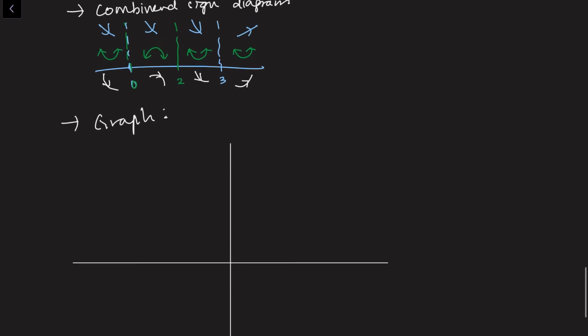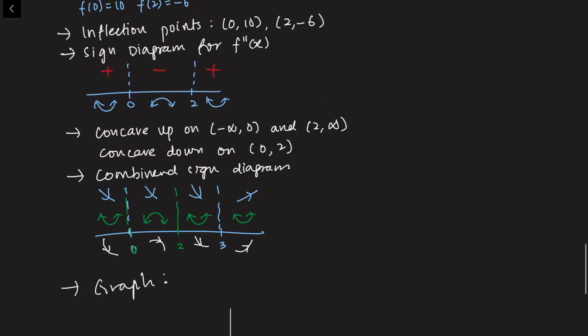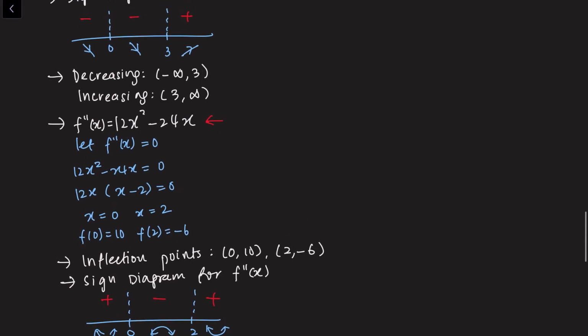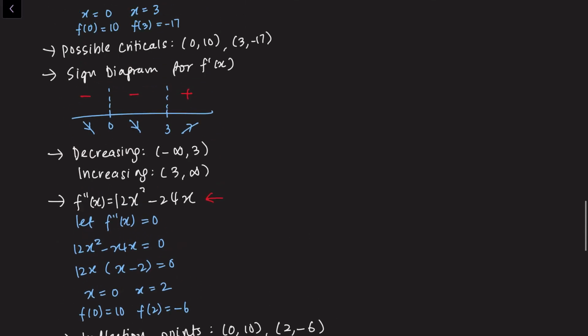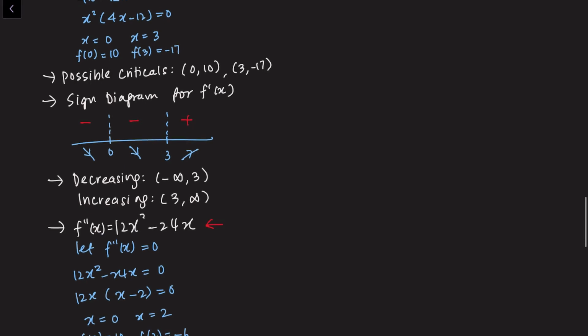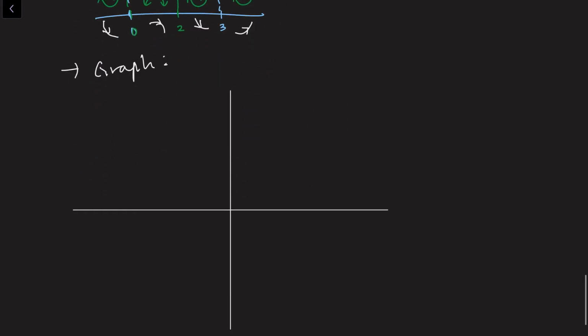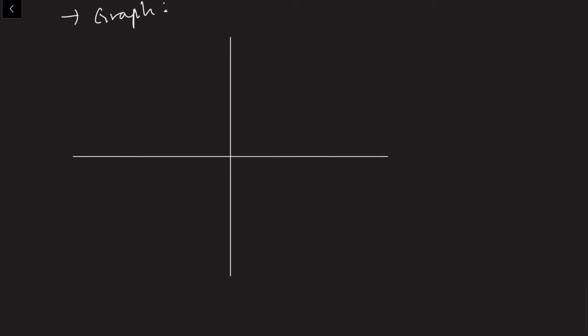I think we label all of our critical points. Okay, we have two critical points, which are 0, 10, and 3, negative 17. Okay. 0, 10, and 3, this is a 10, 1, 2, 3, negative 17. Not drawn to scale, of course. This is not drawn to scale.